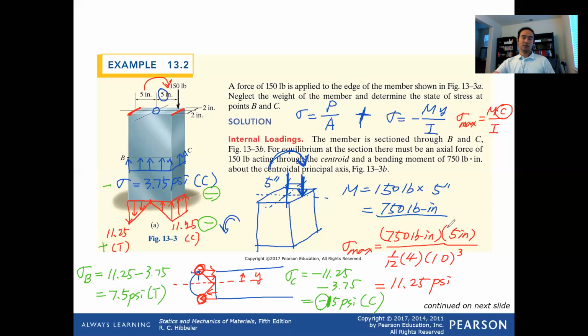Determine the state of stress at points B and C. At point B, we have a tensile stress, and the magnitude is going to be 7.5 psi. At point C, it is going to be compressive stress, and we maximize it due to not only just the normal force, but also due to the direction of the moment. This half is going to be in compression, the other half is going to be tension. So the corresponding stress at C is going to be negative 15 psi. All right, so those are the answers for this question.